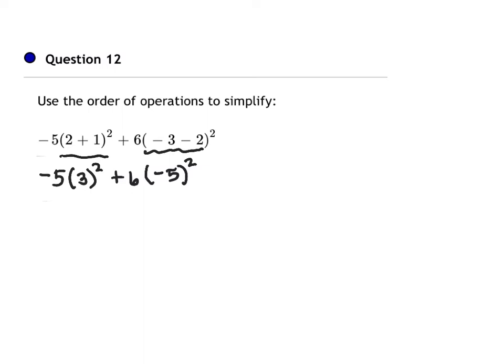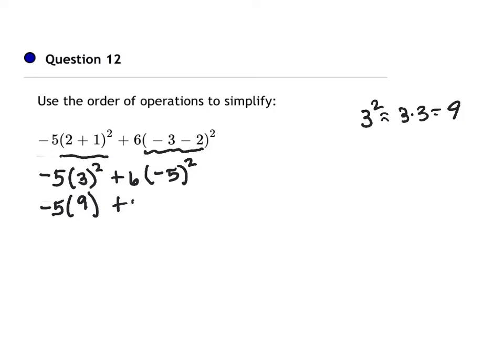So next is exponents. And this is important, you don't want to multiply and get -15 and then square that. That will give you the wrong answer. So you're going to have -5. You're still going to have this in parentheses, only you're going to square it. So 3 squared is 3 times 3, which is 9. So you're going to write a 9 in here, and the exponent goes away.